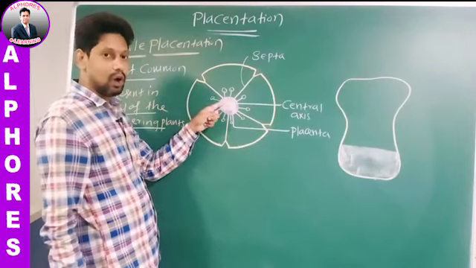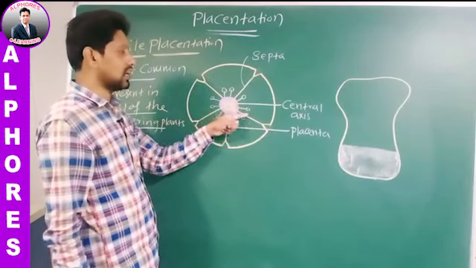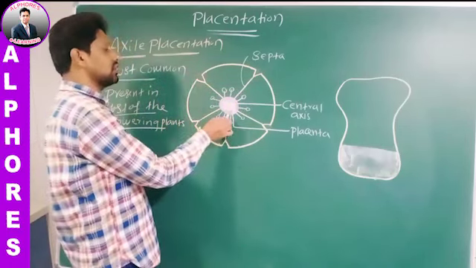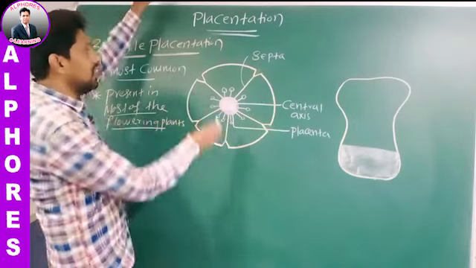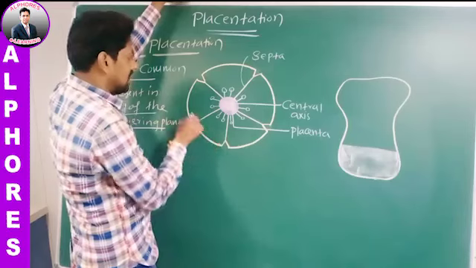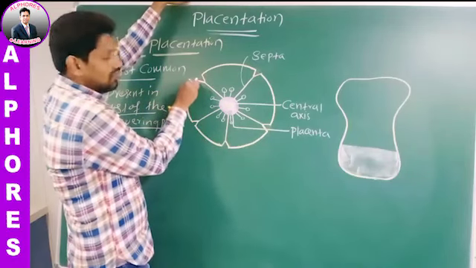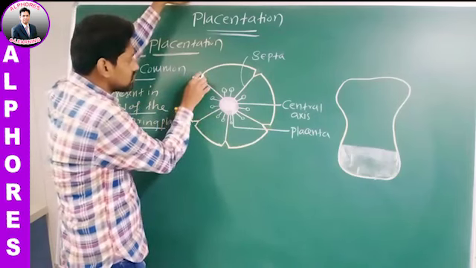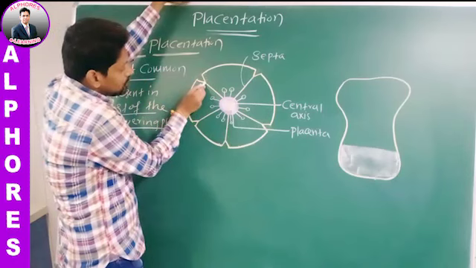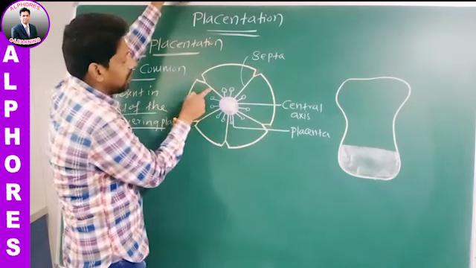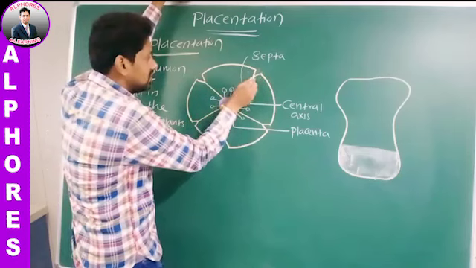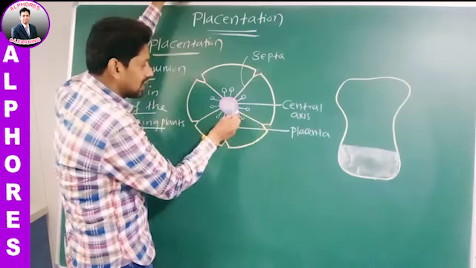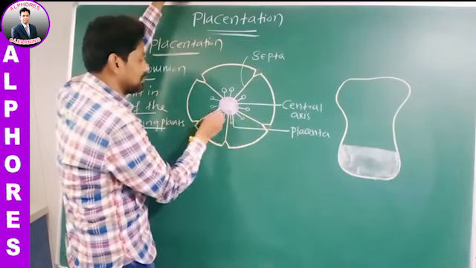How is the central axis formed? By the fusion of septa. How are the septa formed? By the extension of fused margins of the carpels. All these are carpels. The margin of this carpel and the margin of this carpel are fused. See the diagram: this is the fused margin of the carpel. This fused margin extends to the center and forms septa.